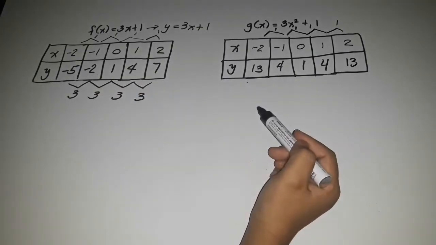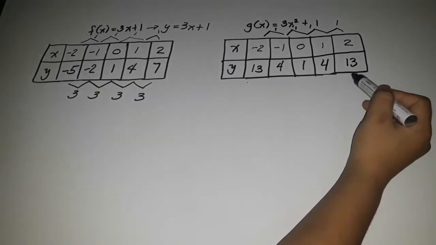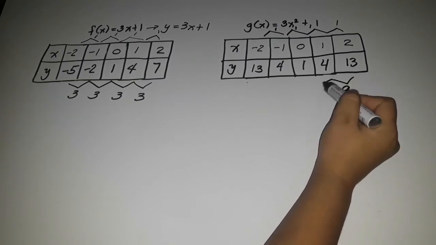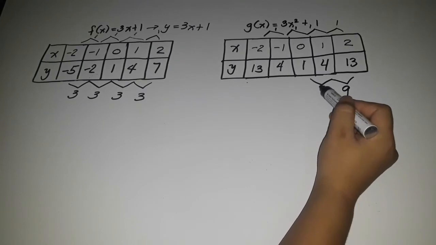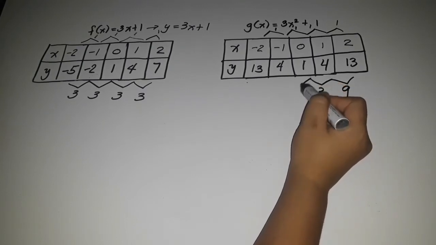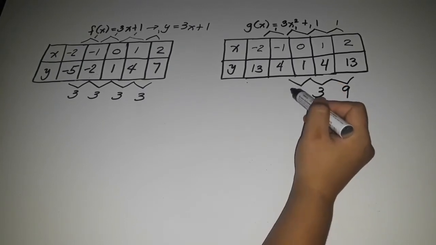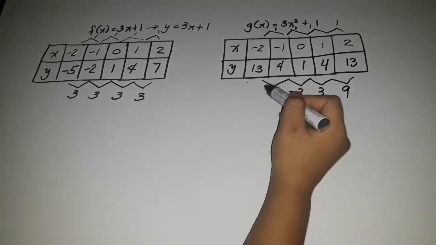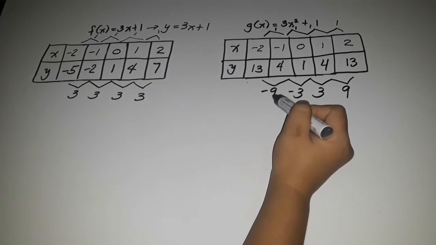For the next table, we have 13 minus 4 is 9. 4 minus 1 is 3. 1 minus 4 is negative 3. 4 minus 13 is negative 9.